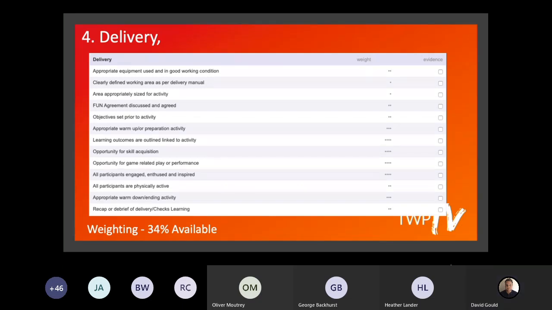So the rest of the form, again, like I said, is really kind of self-explanatory. 34% available in this one section. So again, nothing major to kind of trip yourselves up.